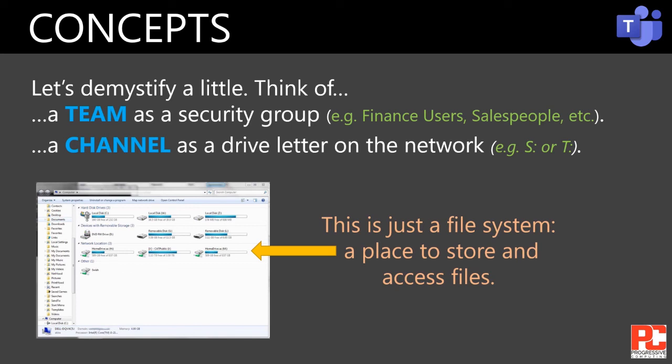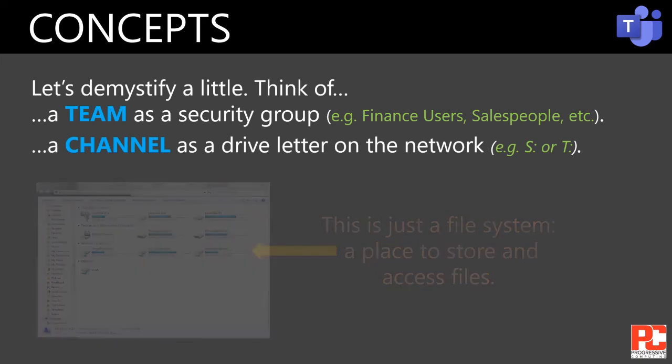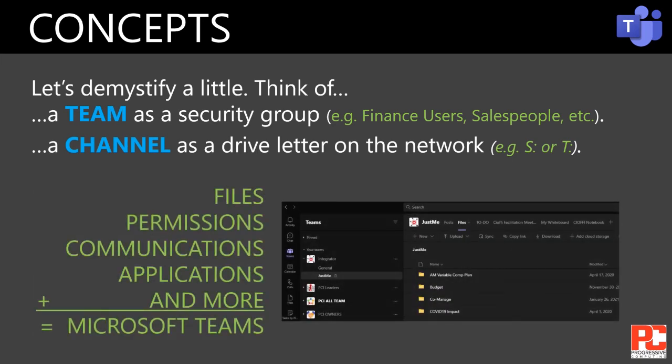Now the above helps build understanding, but it is an oversimplification because the traditional file system is just that, a file system, a place to store and access files. A Microsoft team, plus its channels, is not just a grouping of files and permissions. It brings together communications and applications under specific umbrellas. To learn more about the specifics of Microsoft Teams, continue watching all the short videos in this series.